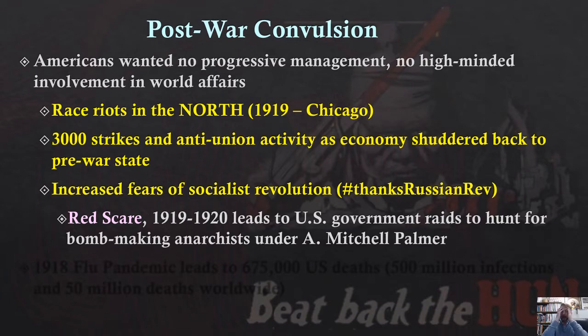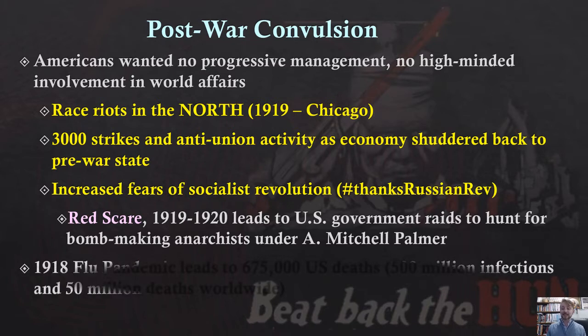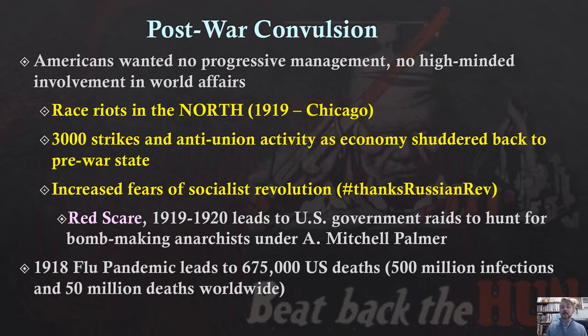So think about this. They just had a war. The war is controlling of their lives. There's now race riots and strikes and socialists. Oh my. They just want a normal life. But they're not going to get it because in 1918, the flu pandemic, which has three waves between 1918 and 1920, will lead to the deaths of 675,000 Americans. You might compare that to our current crisis with COVID. We're at 500,000 deaths in the United States.